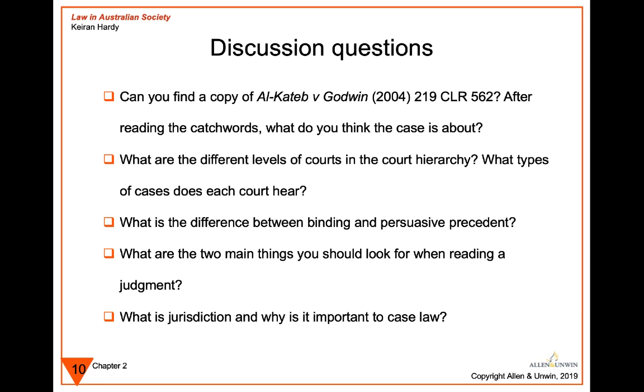So firstly, can you find a copy of this case, Alkateb and Godwin, 2004, 219 CLR 562? And after reading the catchwords, what do you think the case is about? Second, what are the different levels of courts in the court hierarchy? What types of cases does each court hear? What's the difference between binding and persuasive precedent? What are the two main things you should look for when reading a judgment? And what is jurisdiction and why is it important to case law?